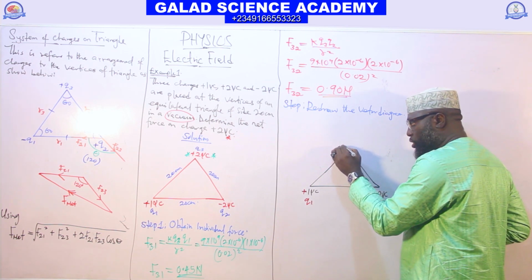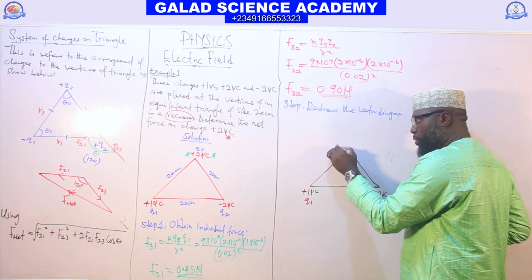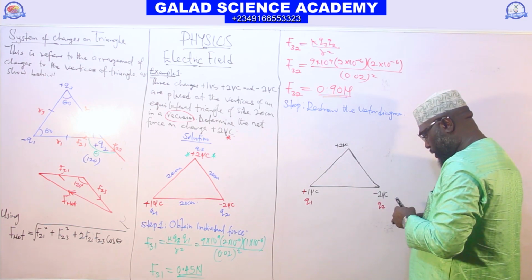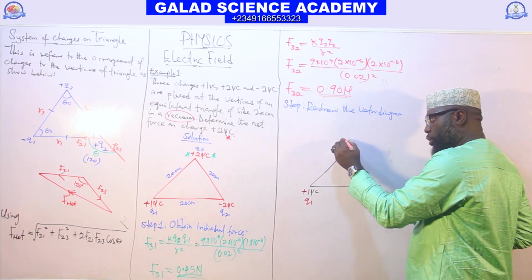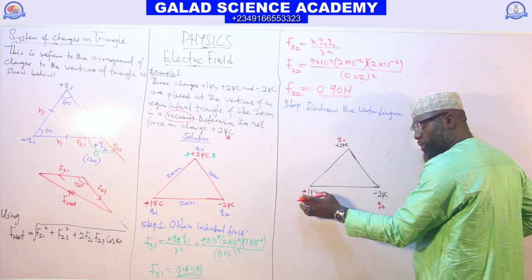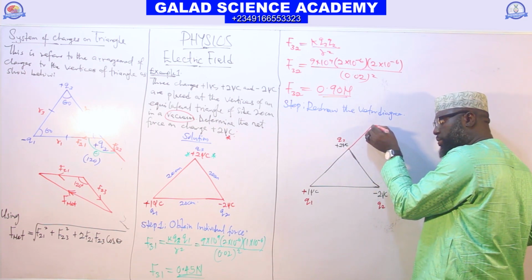So plus 2 microcoulomb, plus 2 microcoulomb. Yes, and we call it charge Q3. So here is positive, here is positive. It will not come like this. It will go up like this.